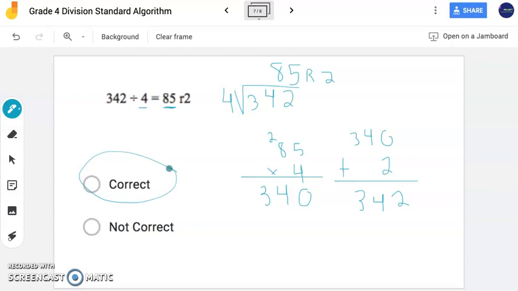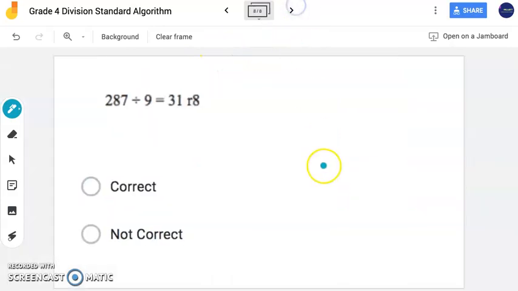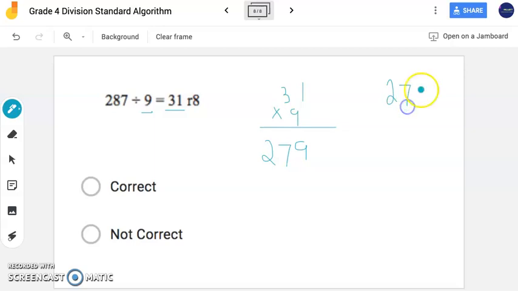Notice using multiplication is extremely helpful to decide if your problem is correct or incorrect. We're going to do one more just like that to determine if this problem is correct or incorrect. Just like the previous problem, I'm going to take my quotient and multiply it by my divisor. 31 times 9, and we have 9 times 1 is 9, 9 times 3 is 27, giving us 279. But notice here we also have my remainder.